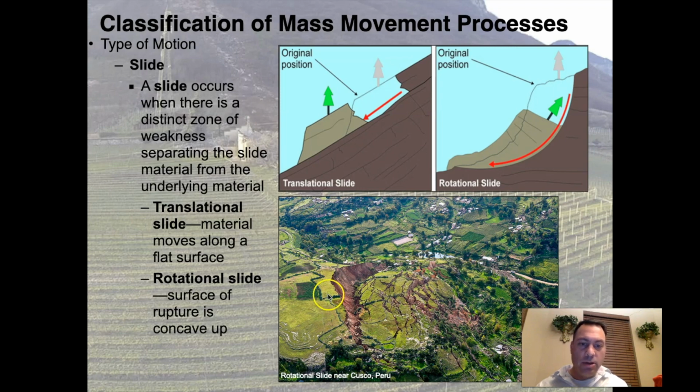And so here's a giant rotational slide. Here it's dropped down here on the top. This is the original position. It's dropped down. See that's happening here. And so down below there's a toe that's coming out somewhere else. This is a massive landslide in Peru.